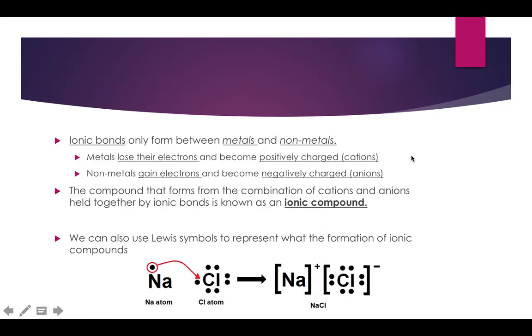So they only happen between metals and nonmetals. Metals, of course, lose their electrons, they become positively charged. Nonmetals gain electrons, they'll become negatively charged, and this results in an ionic compound. So yesterday we did a ton of work on Lewis symbols, and this kind of recaps what we went over. So just take your time and copy that.